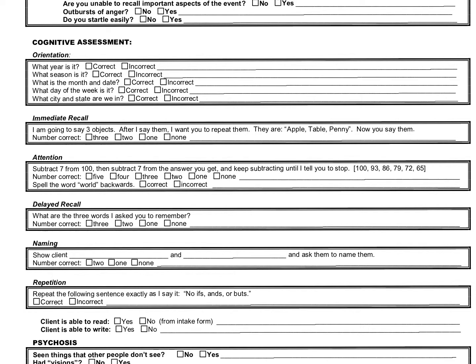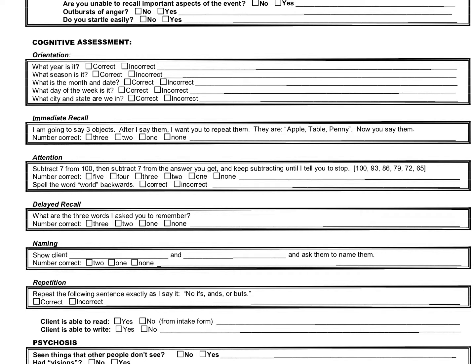So, cognitive assessment, some general questions. What year is it? What season is it? And sometimes I get some looks of confusion, so I'll say, is it winter, spring, summer, fall? What is the date? What's the month and the date? What day of the week is it? What city and state are we in right now?